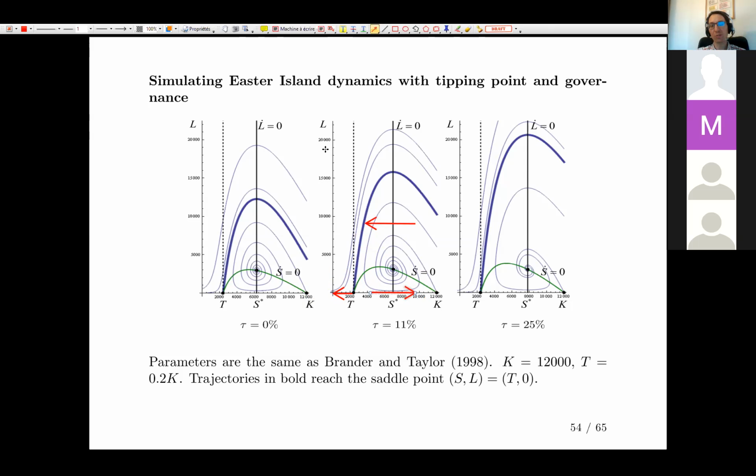Now we introduce inhabitants, and what inhabitants can generate is the fact that you cannot reach K, because if the stock of natural resources increases, then the population L will start to increase. So here the dynamic of the population looks as it was looking before.